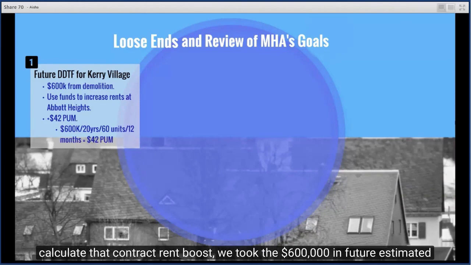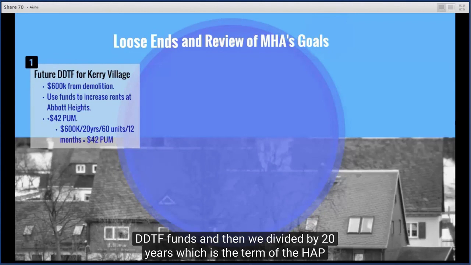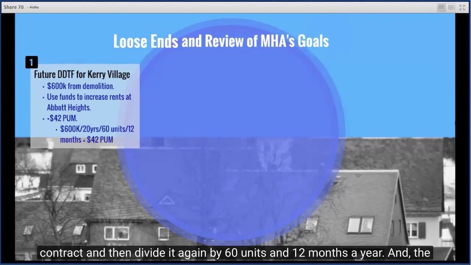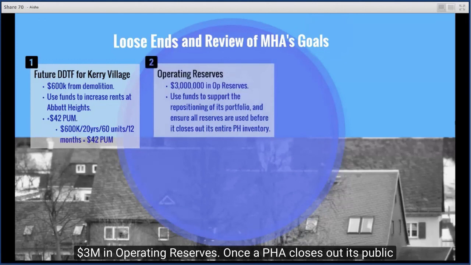Now, to calculate that contract rent boost, we took the $600,000 in future estimated DDTF funds, and then we divided by 20 years, which is the term of the HAP contract, and then divided again by 60 units and 12 months a year. And the $3 million in operating reserves.